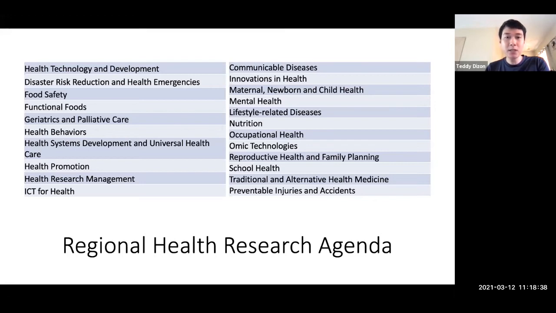Okay, if you can see, unahin po natin, health technology at 90% agrees. Disaster risk reduction and health emergency, 90% agree, 100% agree. Food safety, 90% agreed. 50-50 for functional food, 90% for geriatrics and palliative care. Health behaviors is 80%. And then health systems development and universal health care is 100%.